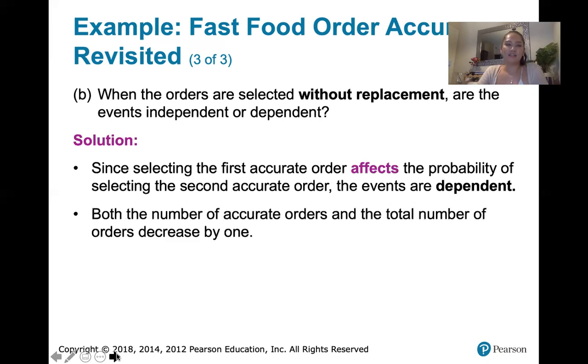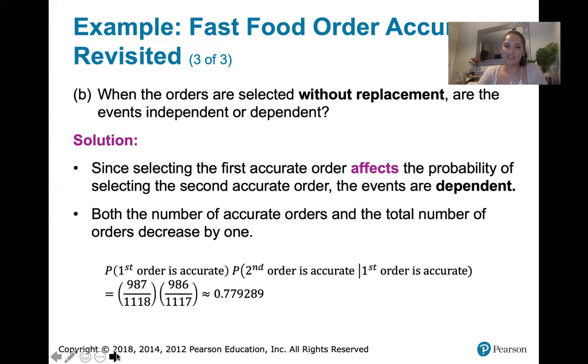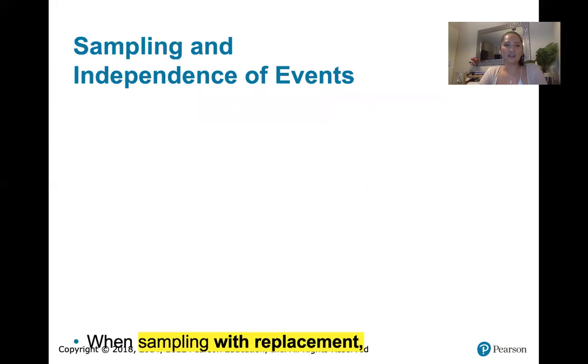And in this case, both the number of orders and the number of accurate orders decrease by 1. And so we get this. We're getting a very similar decimal here, but the fractions, that second probability is just a little different than that first probability. And it's because we selected without replacement. So we want to keep this in mind.